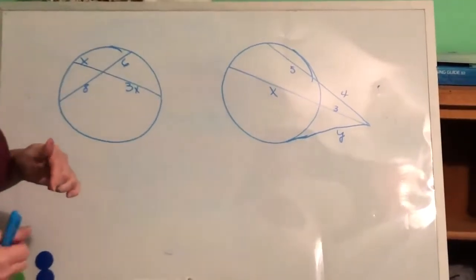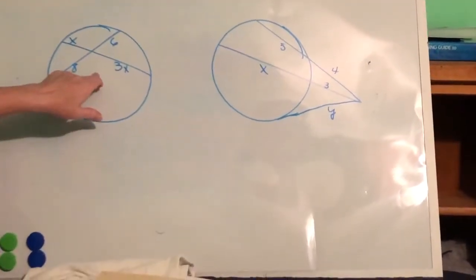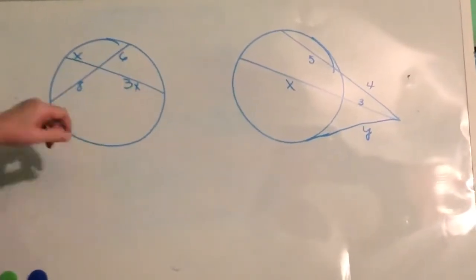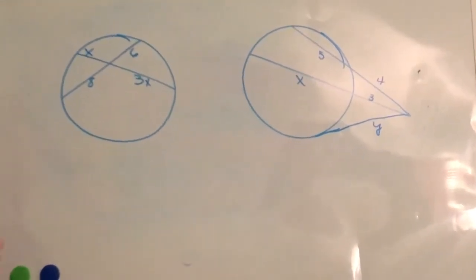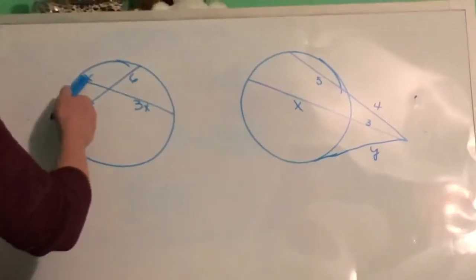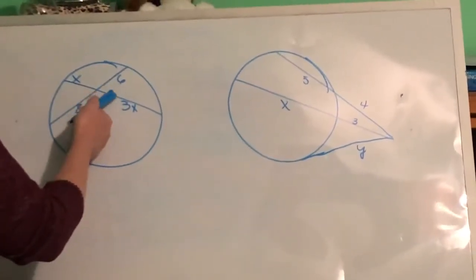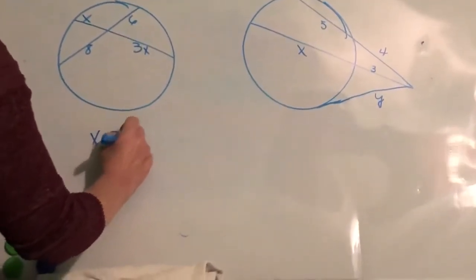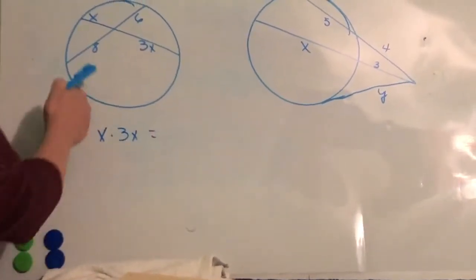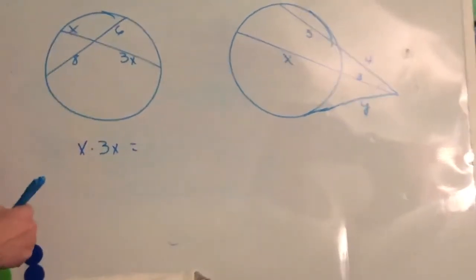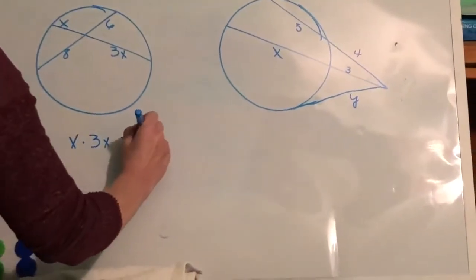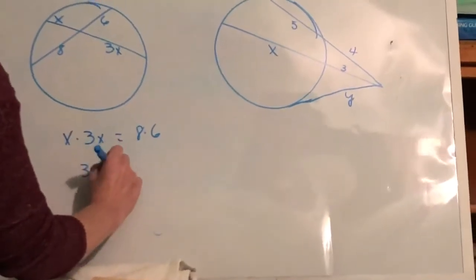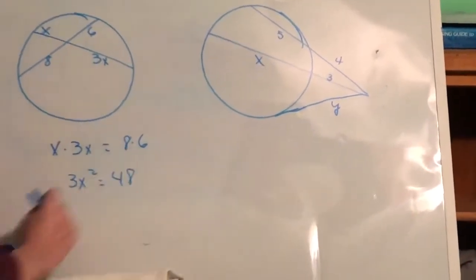It's a very simple concept. When they cross inside, of course, these are chords because they end on the circle. We're simply going to write an equation here. The product of the segments of one chord, which will be my x and my 3x, will be equal to the product of the segments of the other chord, so 8 times 6. So here we have 3x squared is equal to 48.